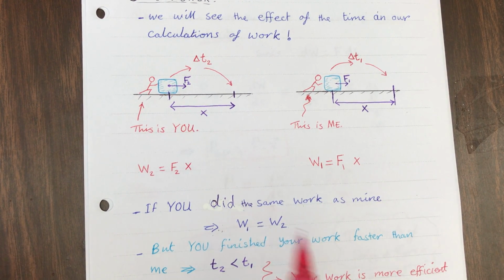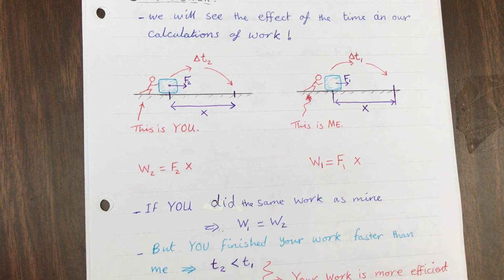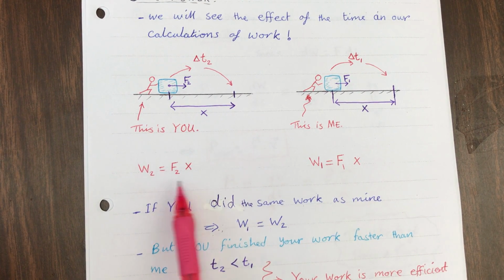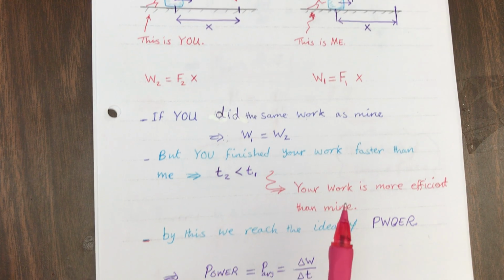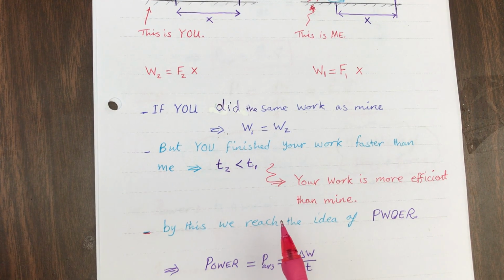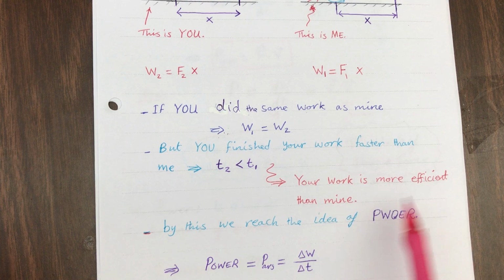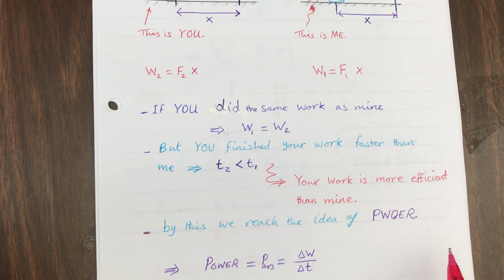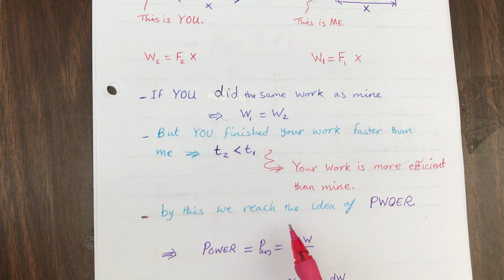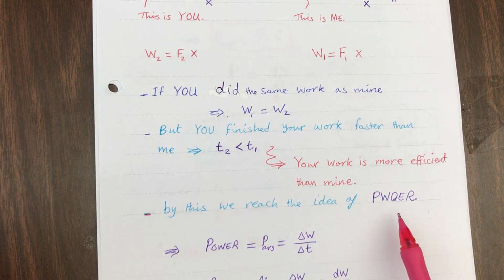In general, the work is the same, because we have the same distance done by the same work. But now we have different times. If your time is less than mine, then your work is more efficient than mine, and you are better than me in doing these things. Okay? With these words, we will talk about power.